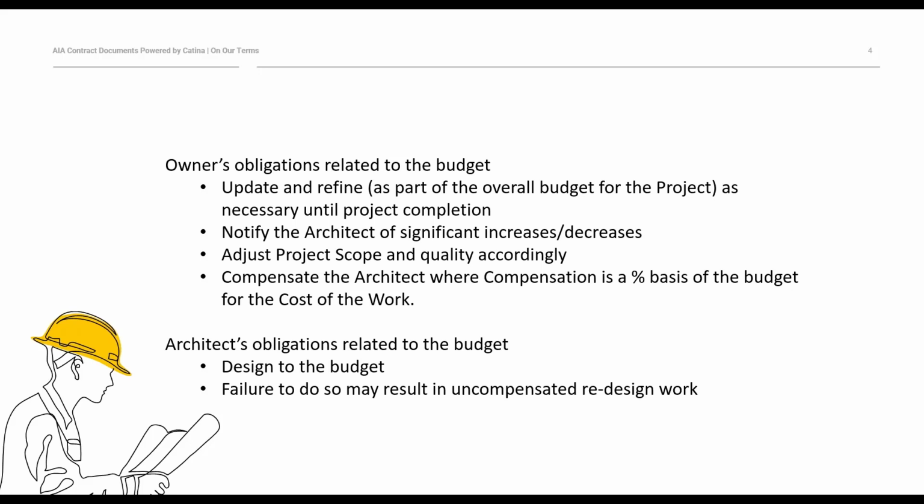There are a few things too that the budget does not include, at least in our definition. The cost of the work does not include compensation of the architect, the costs of the land, rights of way, financing, contingencies for changes in the work, or other costs that are the responsibility of the owner. So those things are considered outside of the budget.